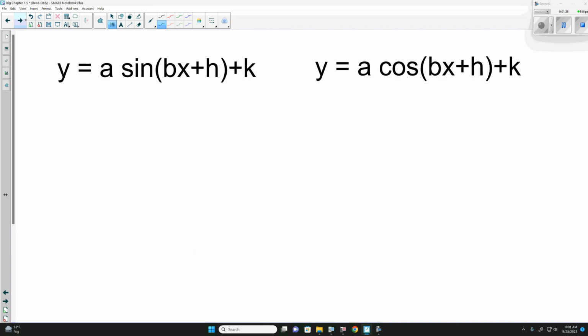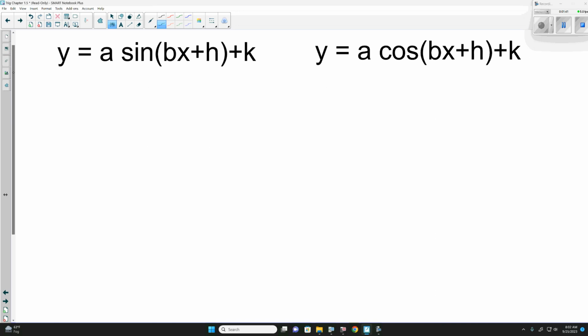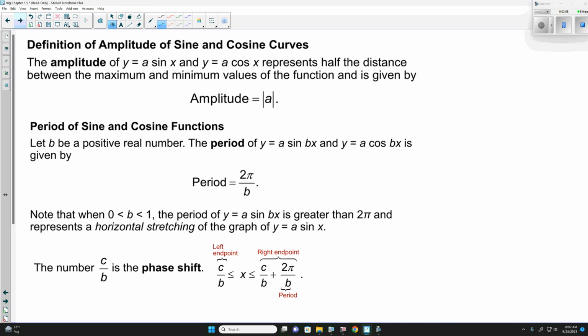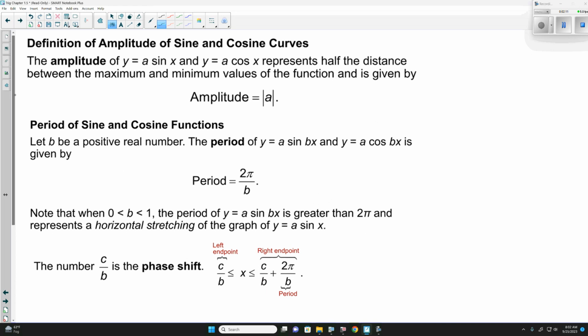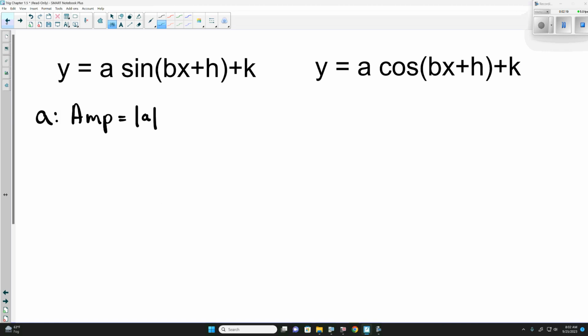Now there are several key characteristics. I have this listed in your note sheet, and also a little bit below it. The A part of both of these is going to tell us one of 2 things. The amplitude, which is equal to the absolute value of A. We do have that on the next slide. The amplitude of y equals a sine of x or cosine, respectively, represents half the distance between the maximum and minimum value of the function, how high or low it's going.